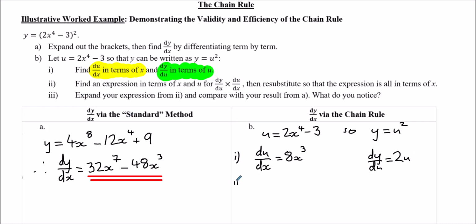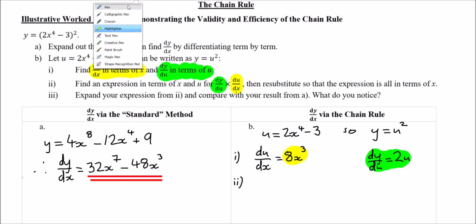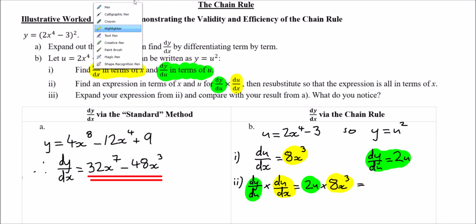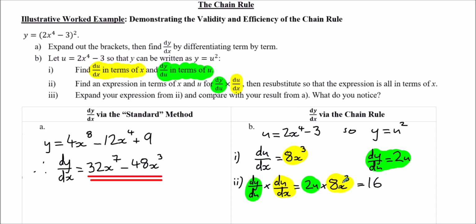And part 2 of this question asks us to find an expression in terms of x and u for dy by du and then du by dx. So dy by du is 2u, and du by dx is 8x cubed. So when we multiply these two together, dy by du multiplied by du by dx, this is going to give us 2u multiplied by 8x cubed. So that's because du by dx was 8x cubed, and of course dy by du is 2u. So 2 multiplied by 8 gives us 16. x cubed multiplied by u, or u times x cubed, is just u x cubed.